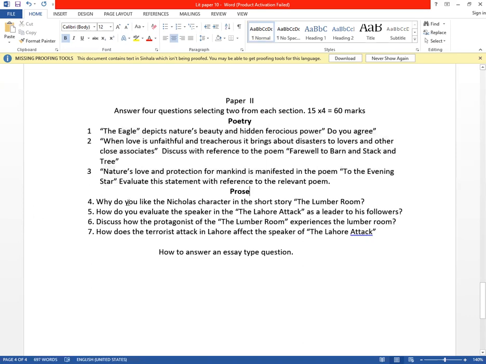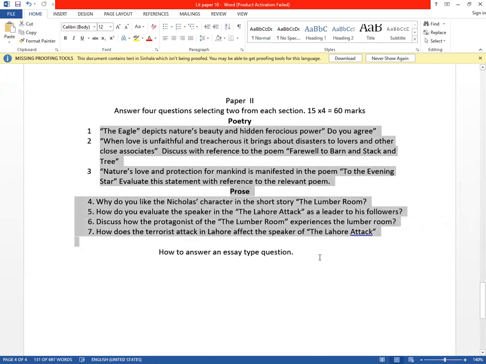You see the questions for the prose type stories. Why do you like the Nicholas character in the short story, The Lumber Room? Right. How do you evaluate the speaker in the Lahore attack as a leader to his followers? Discuss how the protagonist of the lumber room experiences the lumber room. How does the terrorist attack in Lahore affect the speaker of the Lahore attack? Right. Now these are the type of essay type questions that may appear in your exam paper.